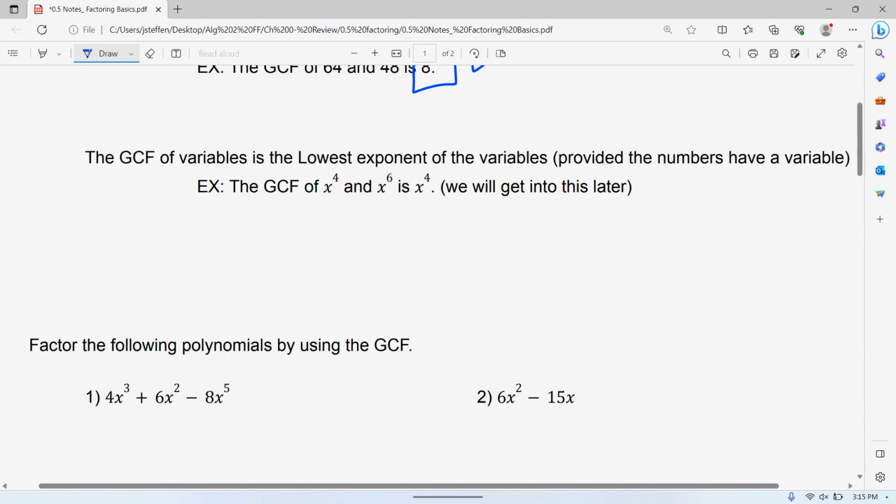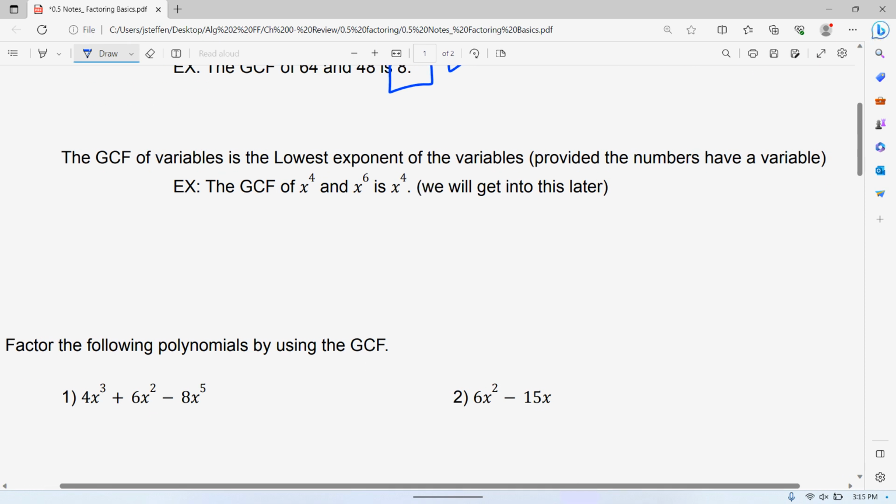Now this next one, I'm going to be a bad teacher. I'm going to tell you what to do, and I'm not going to really explain why. The main reason is because when I try to explain why, maybe I'm just not good at this, but I think it confuses students more than it helps. When you're looking at variables, your lowest exponent is the greatest common factor. So between x to the 4th and x to the 6th, x to the 4th is the greatest common factor because that's the smallest exponent.